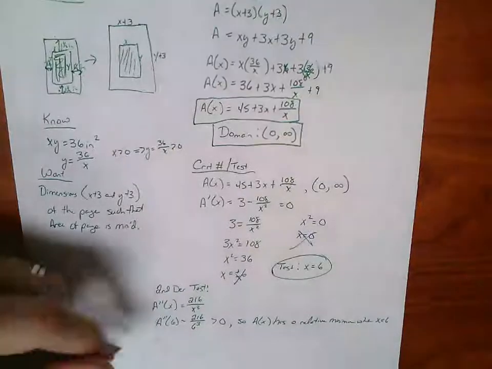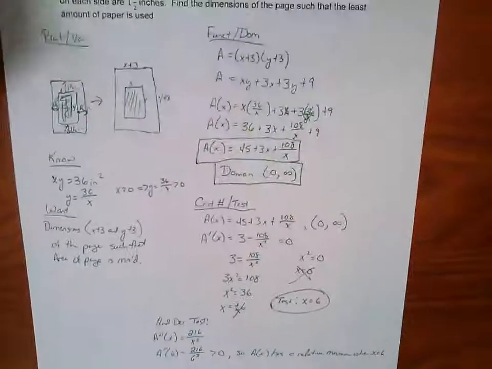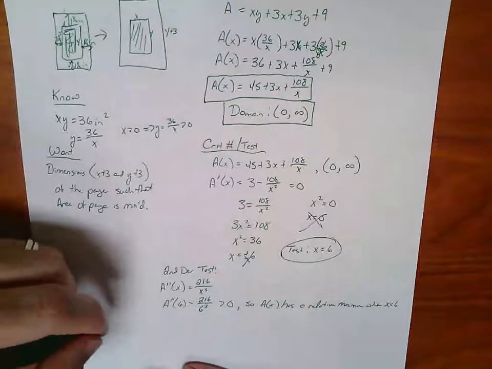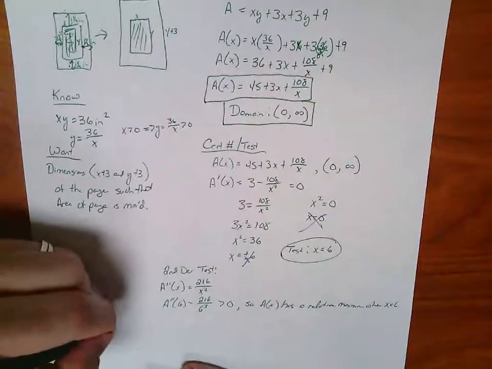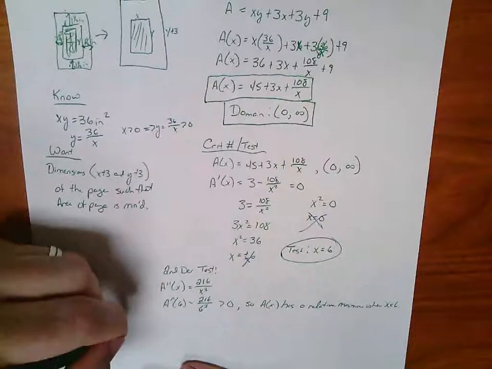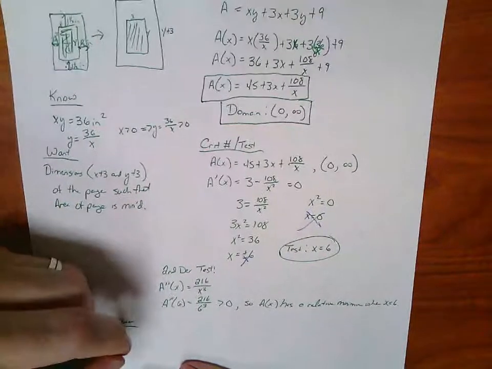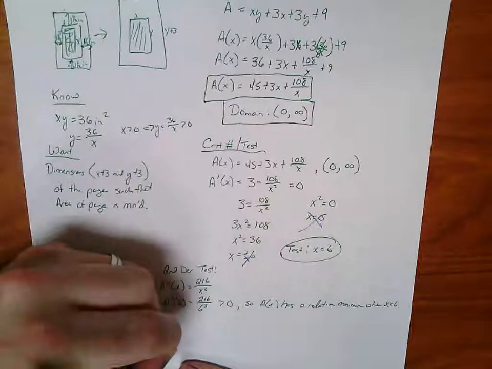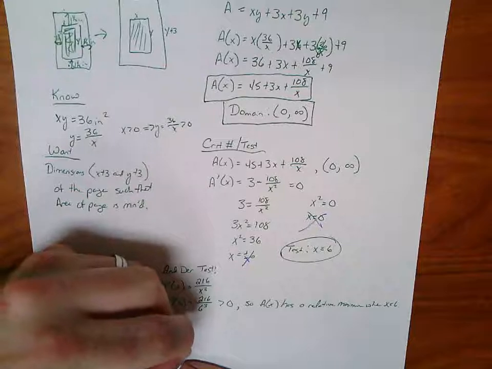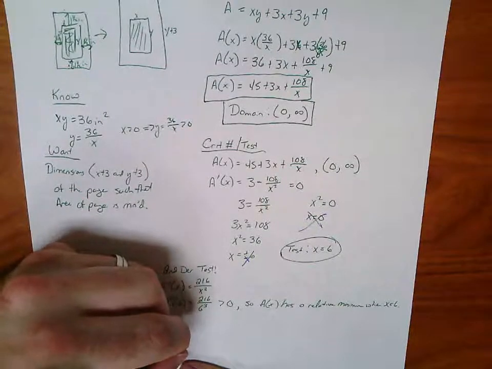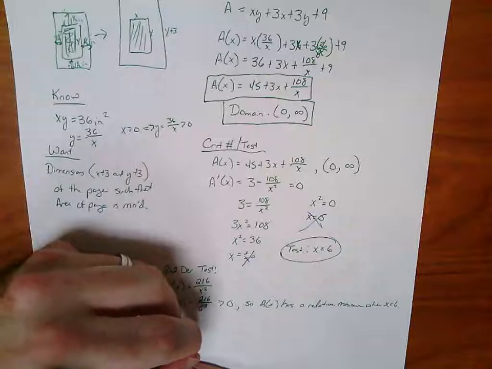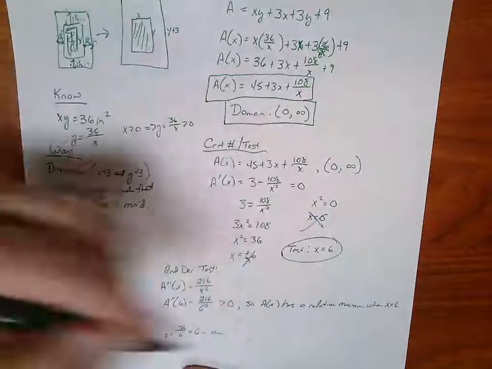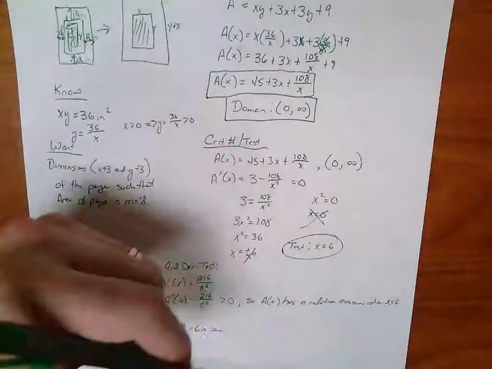So now let's answer the question. What were we asked to find? What do we want to know? We wanted to know the dimensions, right? So for our answer, x equals 6 inches and y equals 36 divided by x, which is 36 over 6, which is 6 inches. But keep in mind, these are the dimensions of what? These are dimensions of the print, right?